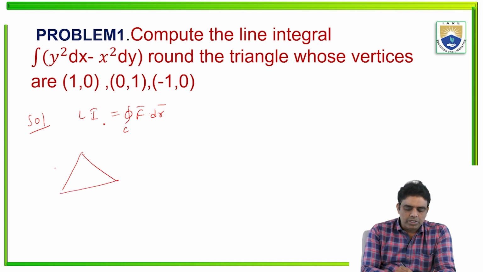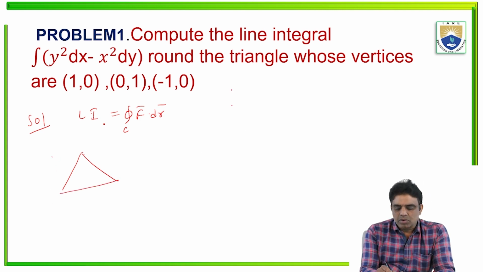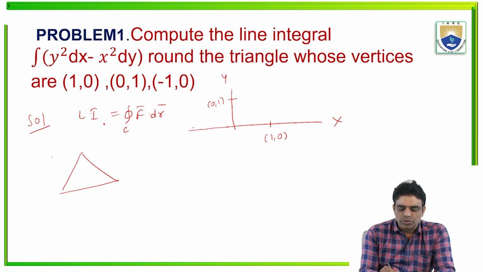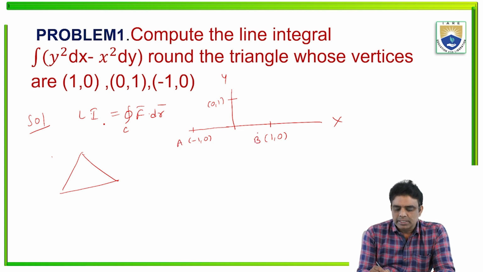Suppose you take the coordinate system, x, y. One vertex is (1, 0) on the x-axis, and (0, 1) will be on the y-axis, and (minus 1, 0) will also be on the x-axis on the negative side. These are the vertices. Let this be A, this be B, this be C, and the triangle formed is like this. So we have to find the line integral along this triangle.